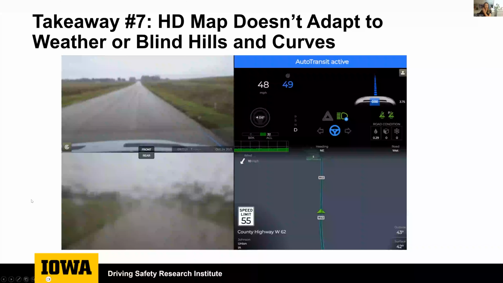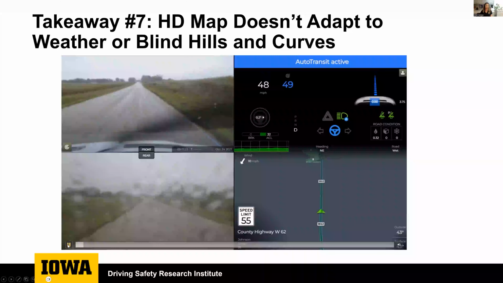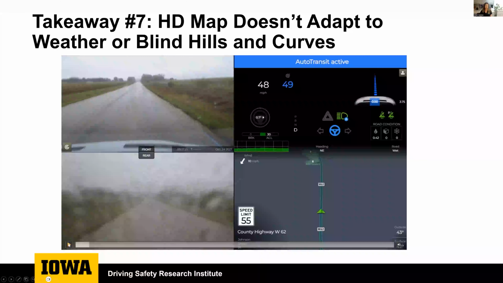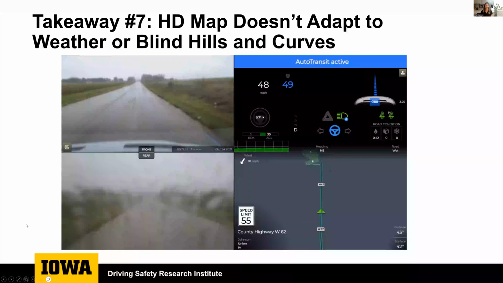Thanks, Sherry. So our vehicle uses an HD map to travel along our 47-mile route. And it drives the route according to the different speed limits that are associated with a particular roadway. And most of the time that's just fine.